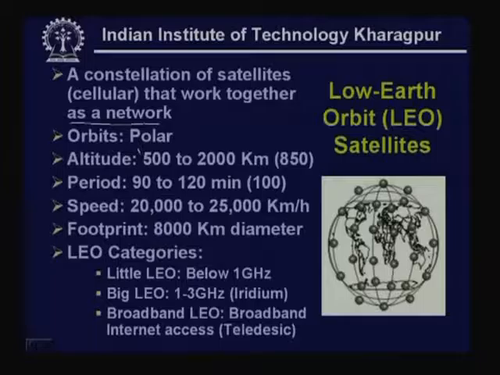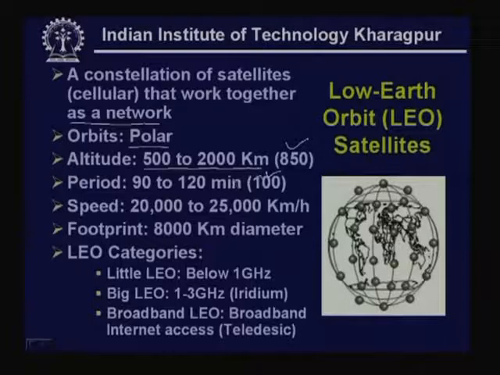Usually in LEO satellites, polar orbits are used, in the range of 500 to 2000 kilometers. So, altitude is 500 to 2000 kilometer, not the radius, and the typical value is 850 kilometer, and based on this altitude you can find out the time period, which varies from 90 to 120 minutes. For example, for 850 kilometer altitude the period is 100 minutes, and the satellite rotates at a speed of 20,000 to 25,000 kilometer per hour.